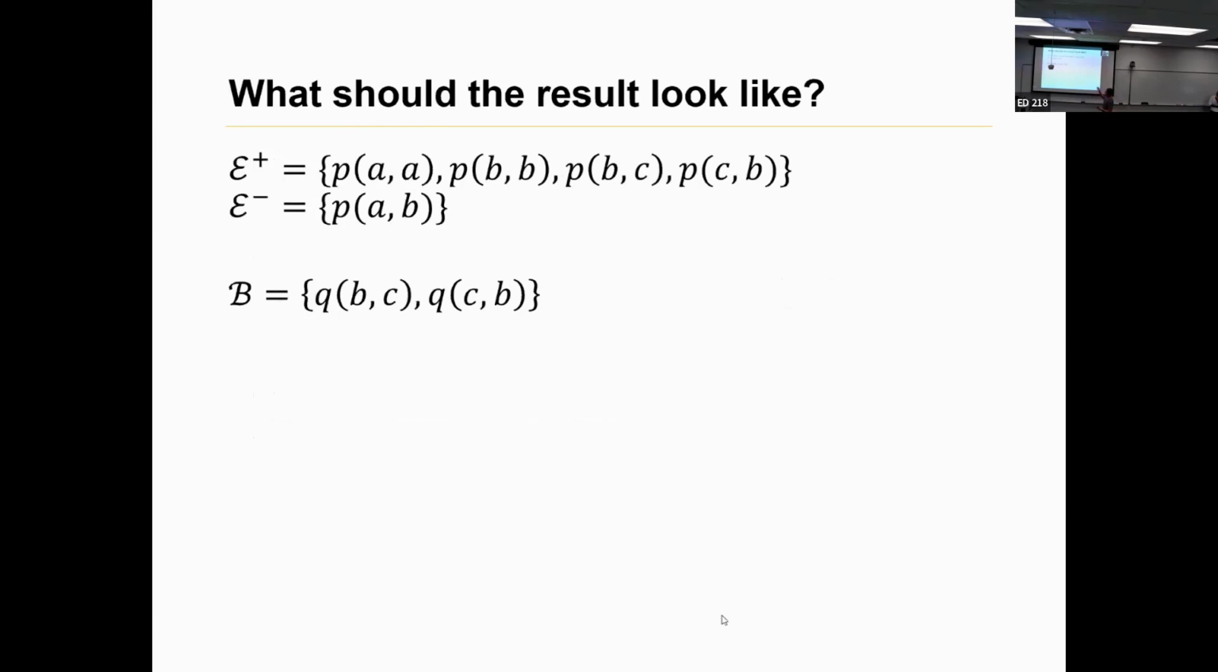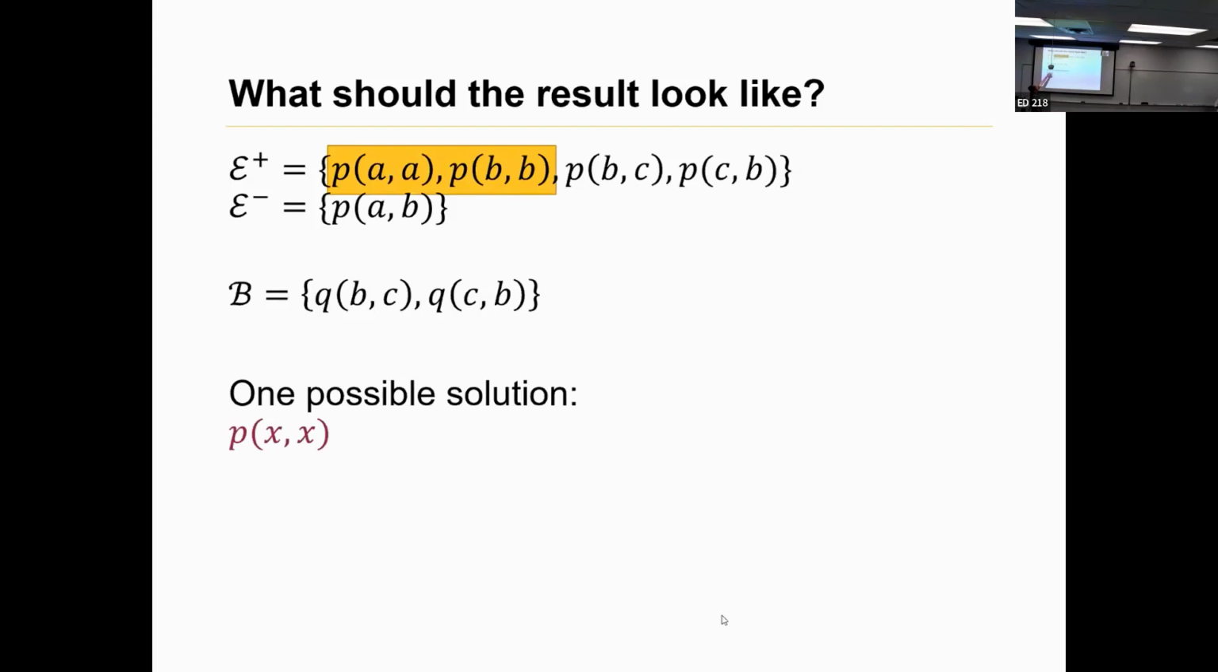So let's look at this example, check the positive examples and negative examples and see what could be a possible solution. The background knowledge is, first of all, we have 2 predicates allowed here. The language is not written out here, but we have Q and P as predicates. So the background knowledge is Q of B and C, Q of C and B.